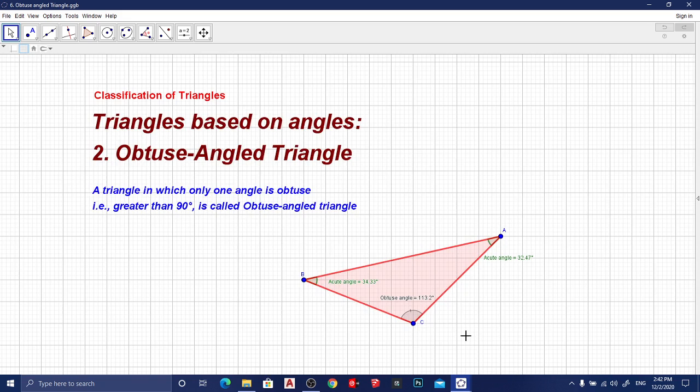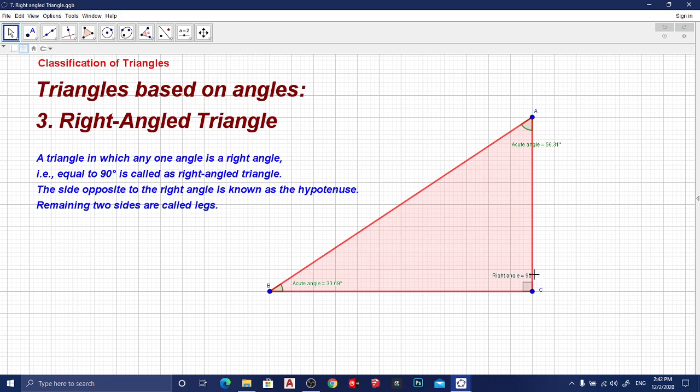Next one is the right angle triangle. Right angle means what? Equal to 90 degrees. If one of the angles of a triangle is a right angle, or 90 degrees, then that triangle is called a right angled triangle. Observe here, this angle is exactly 90 degrees. One of the angles is 90 degrees, and the remaining angles must be acute angles only. In any right angle triangle, only one of the angles will be 90 degrees.